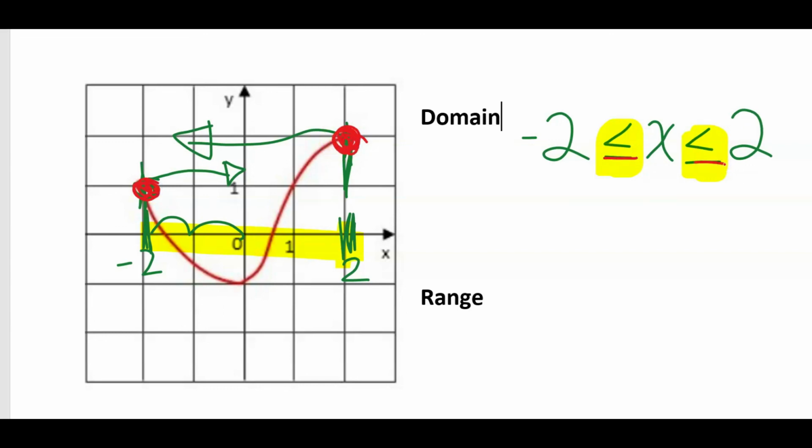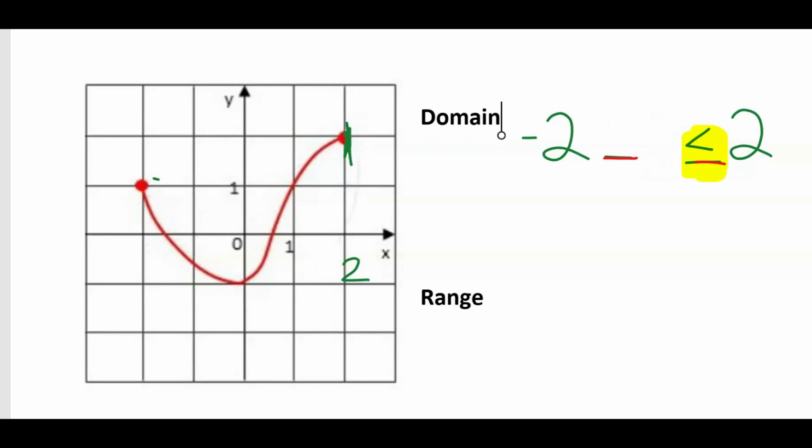Okay, it includes -2. It's always greater than or equal to -2. It's always less than or equal to +2. I'm talking about domains. I'm always going to compare it to x. Now, if I'm talking about range values of this graph, I'm just talking about how high and how low.